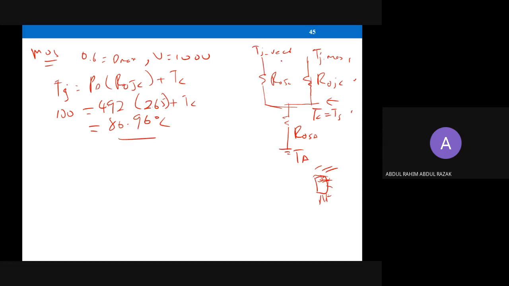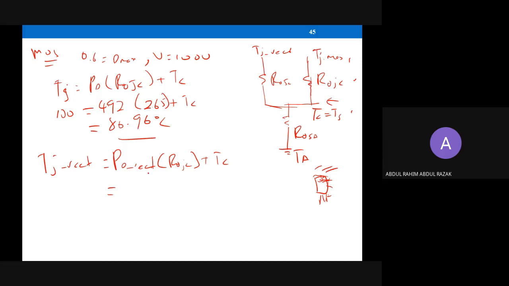Then we try to find out what is the TJ of the rectifier. So we go to the rectifier. So TJ of the rectifier is equal to P, which is emitted by the rectifier, PD rectifier, times R thermal JC of the rectifier, plus TC.